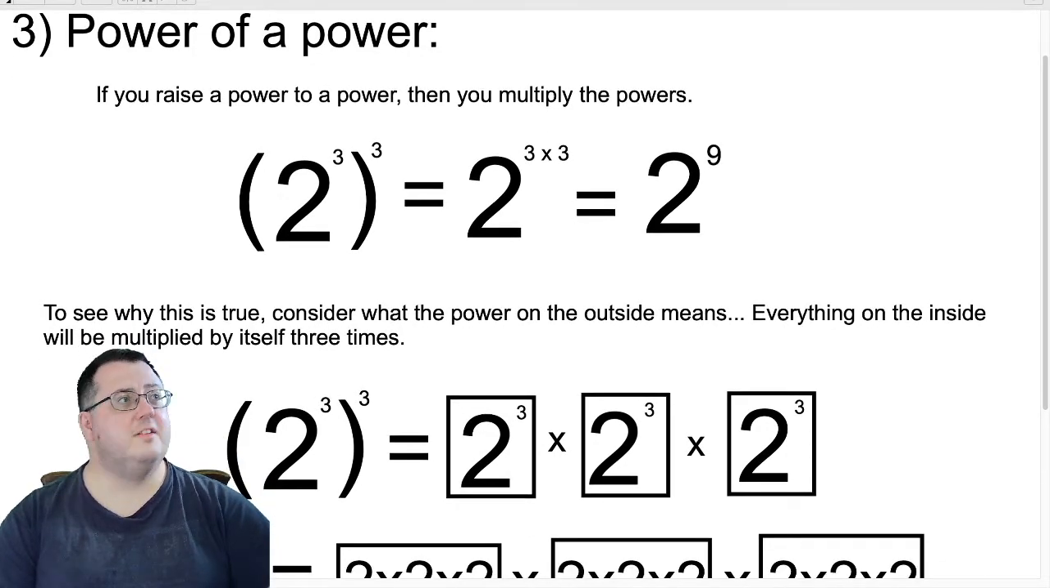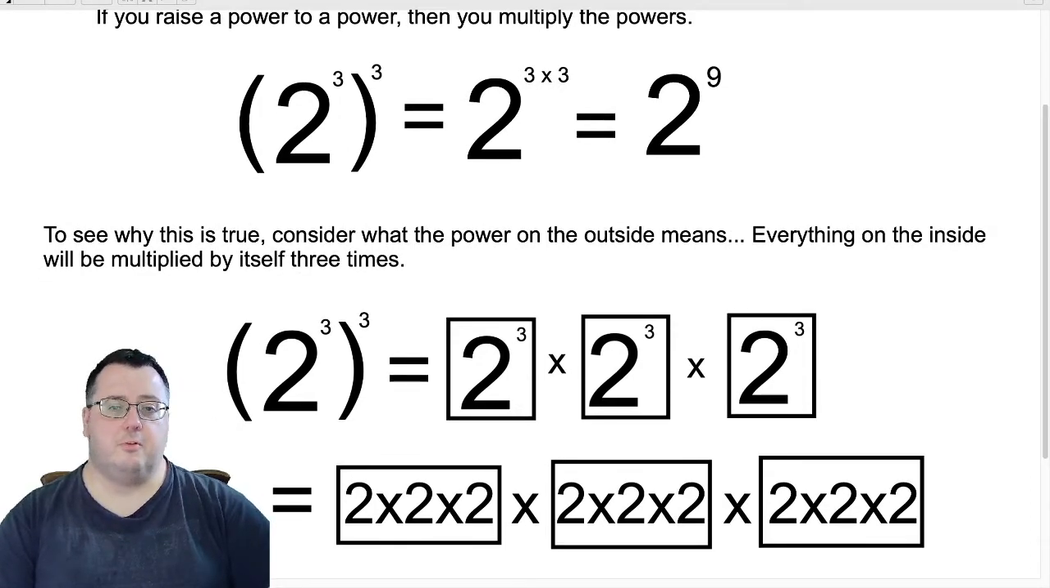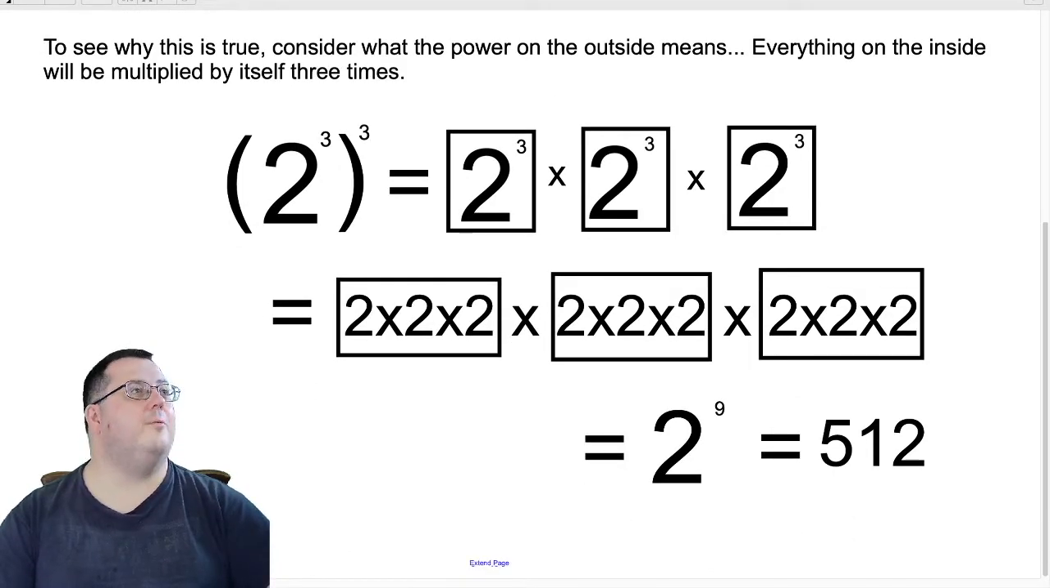To see why this is true, let's consider an example. Same example as before, 2 to the power 3 cubed. Well, the cube on the outside means whatever's on the inside you're going to be doing 3 times when you multiply it out. So you're going to have 2 cubed times 2 cubed times 2 cubed, which is 2 times 2 times 2 times 2 times 2 times 2 times 2 times 2 times 2. And if you count up all of the 2's there, you'll get 2 to the 9, which is 512. Really straightforward.